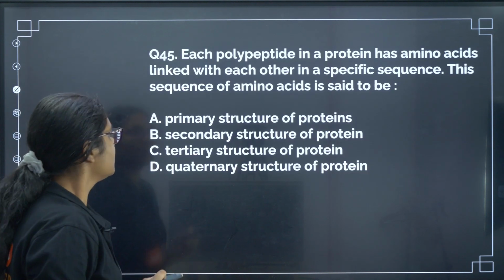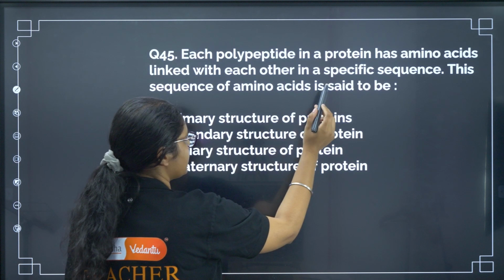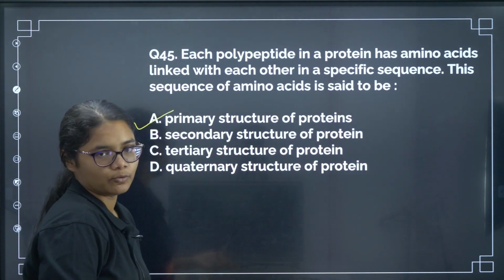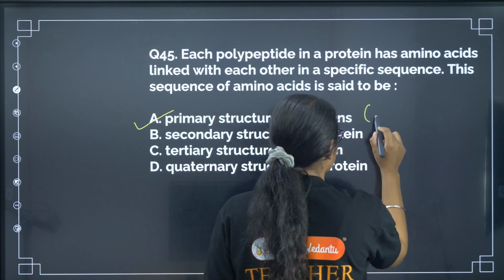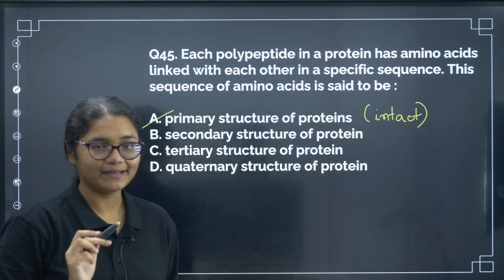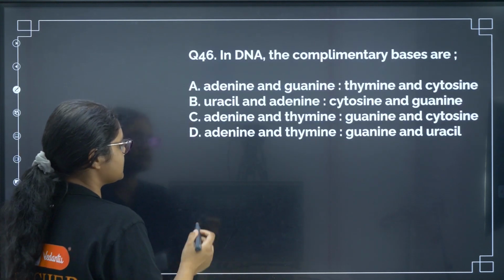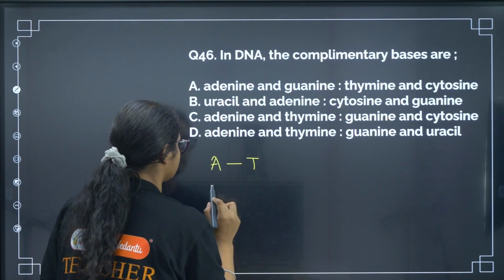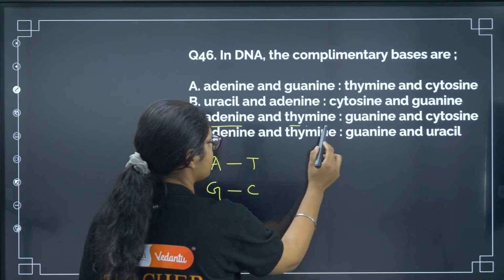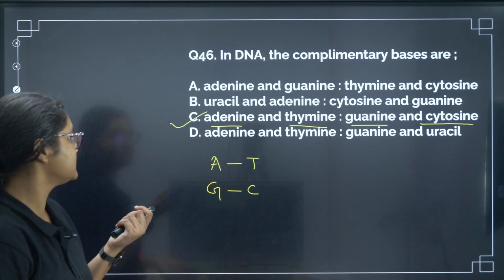Okay. Next, each polypeptide in a protein has amino acids linked with each other in a specific sequence. This sequence of amino acids is said to be the primary structure of protein. Another thing that you have to remember here is that during denaturation, the primary structure remains intact. Okay. Next, in DNA, the complementary bases are, this is very common, A forms a bond with T and G forms a bond with C. So we have adenine and thymine, guanine and cytosine. So the correct answer for this question is option number C.